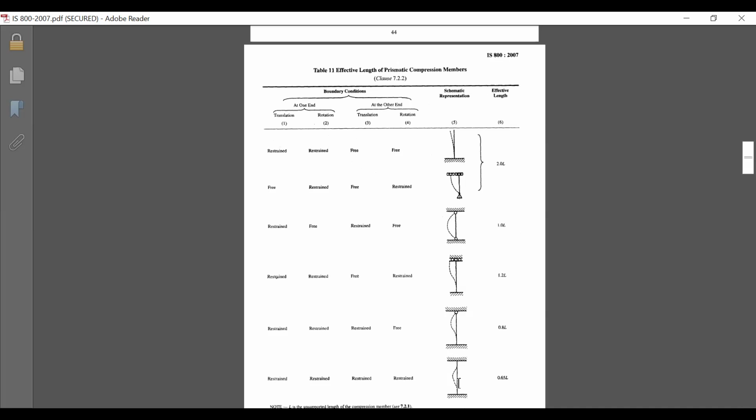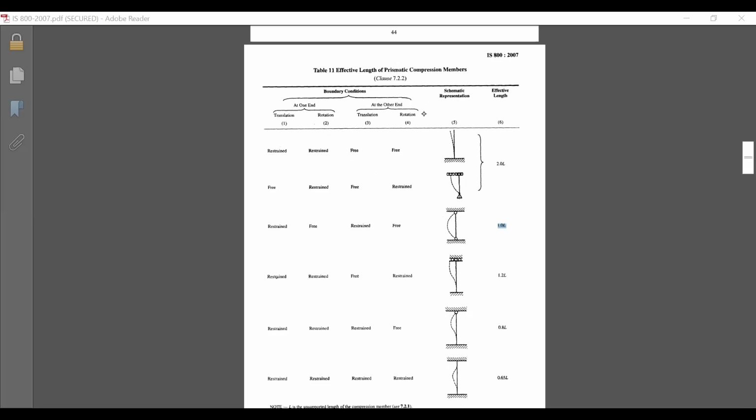Now in our question, the condition is given as the column is fixed in position but not in direction at both ends. What does it mean? It means it's a hinge connection. So for a hinge connection, what is the value of effective length? Here you can see the effective length value is 1L. So therefore the value of K is 1. That's how you find the value of K.